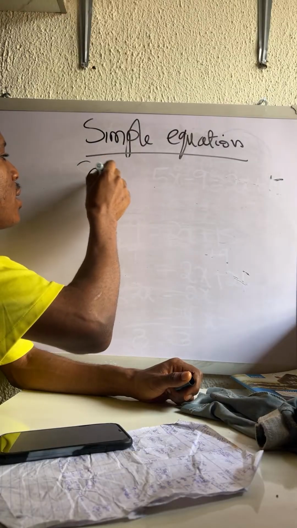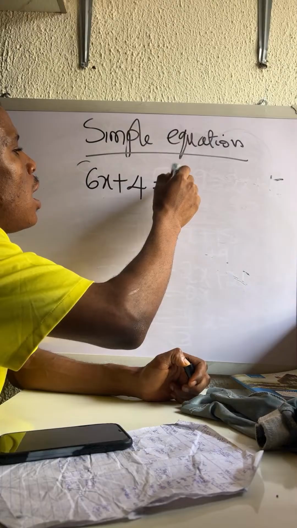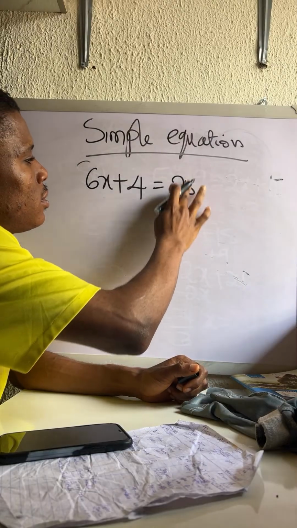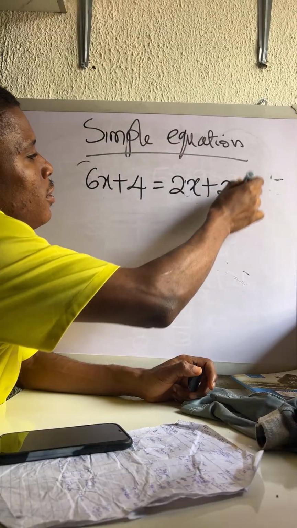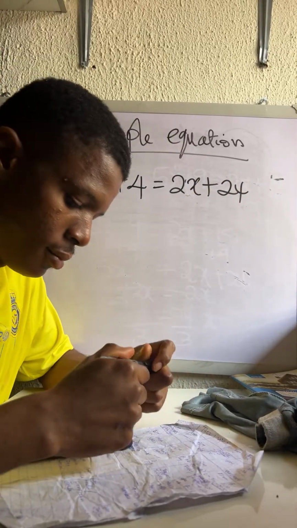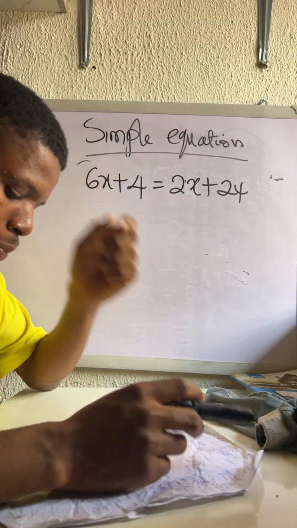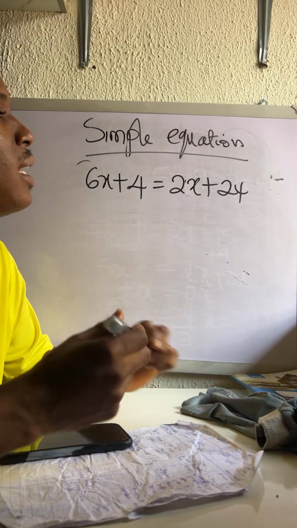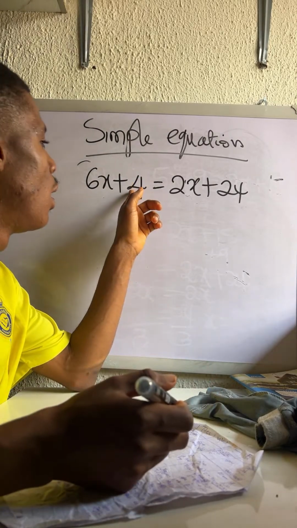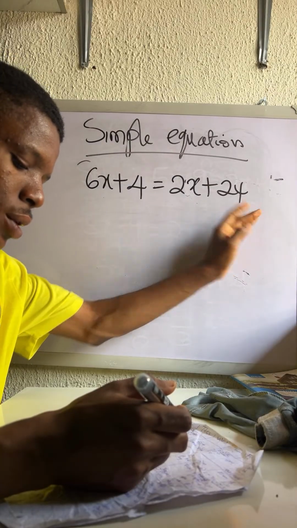Let's look at 6x plus 4 is equal to 2x plus 24. Okay, for us to solve this, it is very, very simple. What do you do? First thing, we collect like terms. So here we have 4, and we want to take the numbers to the other side of the equation.